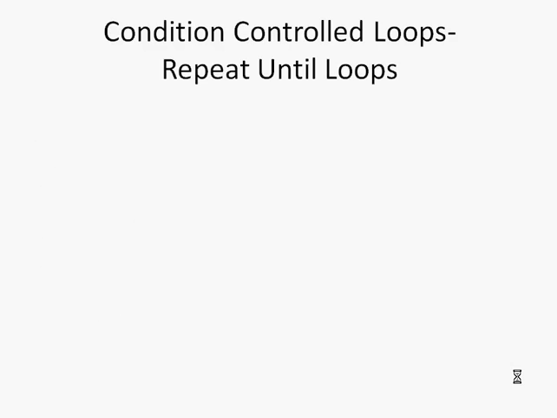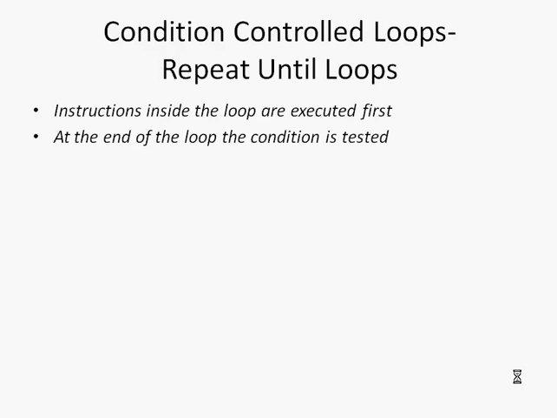So the other type of condition control loop is the repeat until loop, and a repeat until loop will do a very similar job to the while loop, but we'll do it in a different fashion, and you'll see. With a repeat until loop, instructions inside the loop are executed first before the condition is tested. At the end of the loop, the condition is tested.